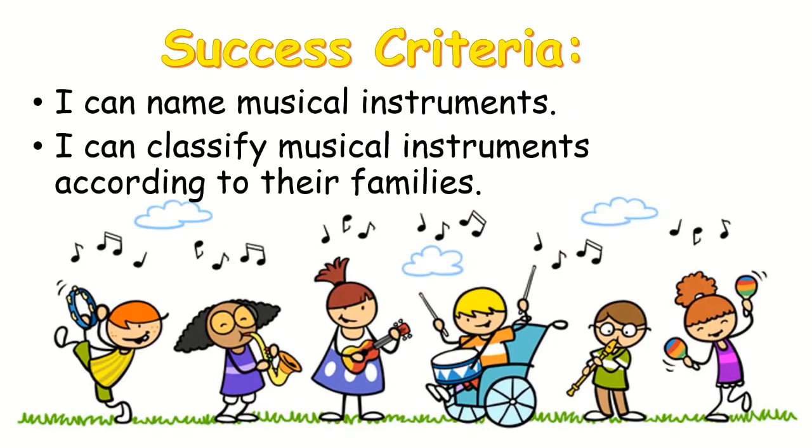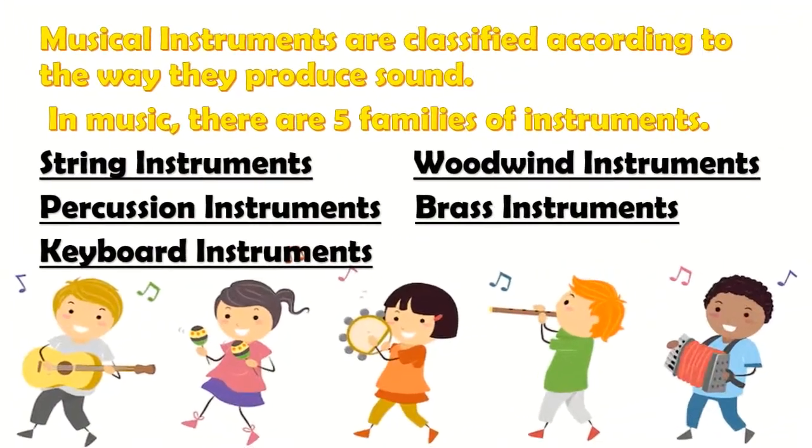Our success criteria: I can name musical instruments and I can classify musical instruments according to their families. Musical instruments are classified according to the way they produce sound. In music, there are 5 families of musical instruments: the string instruments, percussion instruments, keyboard instruments, woodwind instruments, and brass instruments.